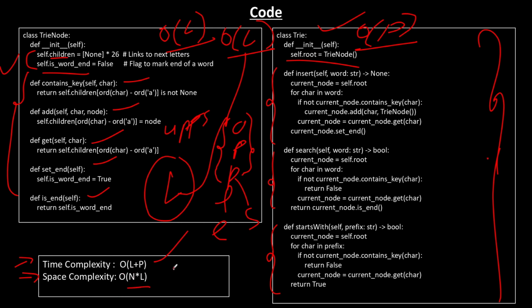N is the number of words. L is the average length of each word. Now, in the worst scenario, there are no shared prefixes between the words. Then it would be N cross L. That is the space complexity, my bad.